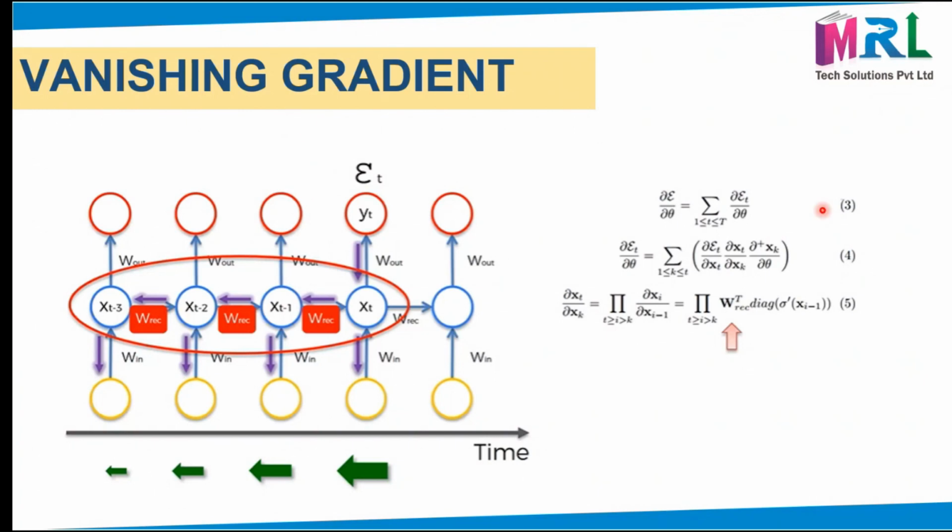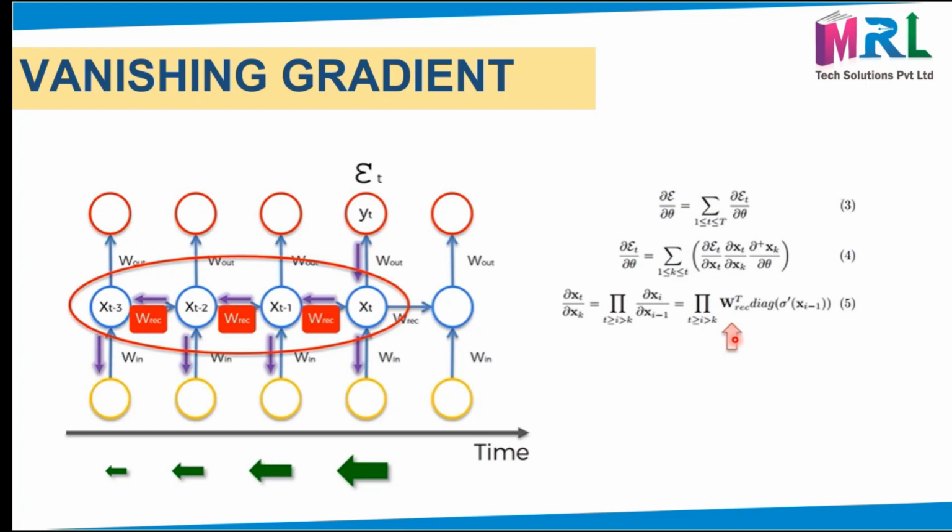Similarly, we should not make this wrec very low, so we have to increase it. But when you increase the wrec, it causes another problem. What is that problem? Exploding gradient. When you multiply a value which is greater than 1 again and again, the value will explode high. That also gives us wrong learning.